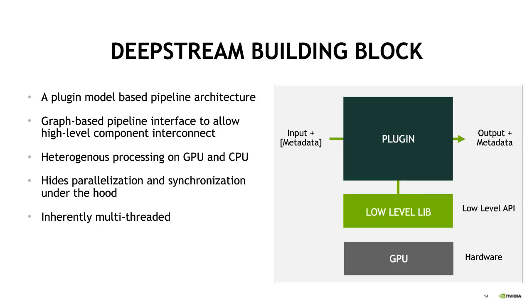It allows you to leverage heterogeneous processing on the GPU and the CPU. That means that when you use plugins that provide GPU acceleration, as shown in an example on the right, that plugin is going to have access to the low-level NVIDIA optimized library built for that GPU processing, and that data can just be passed along just like it always would be in your pipeline. Now what this does is it hides parallelization and synchronization under the hood. It doesn't force you to worry about that. It does it for you. You can focus on building your custom use case component.